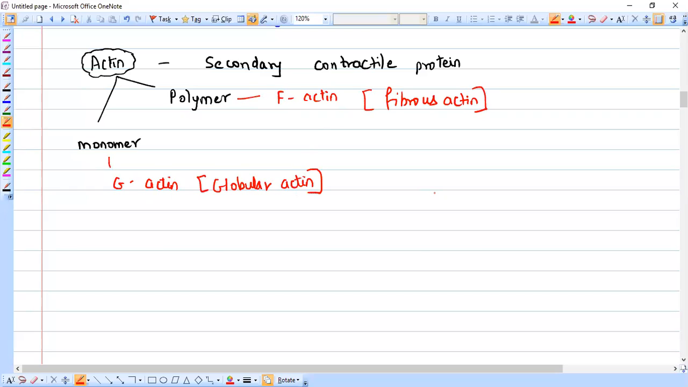The polymer is called fibrous actin and the monomer is called globular actin. If I have to draw the diagram of these structures, it is very important to remember how exactly the actin is represented. Remember, actin basically consists of tropomyosin, troponin, and the G actin protein. So how will you draw it in structure?